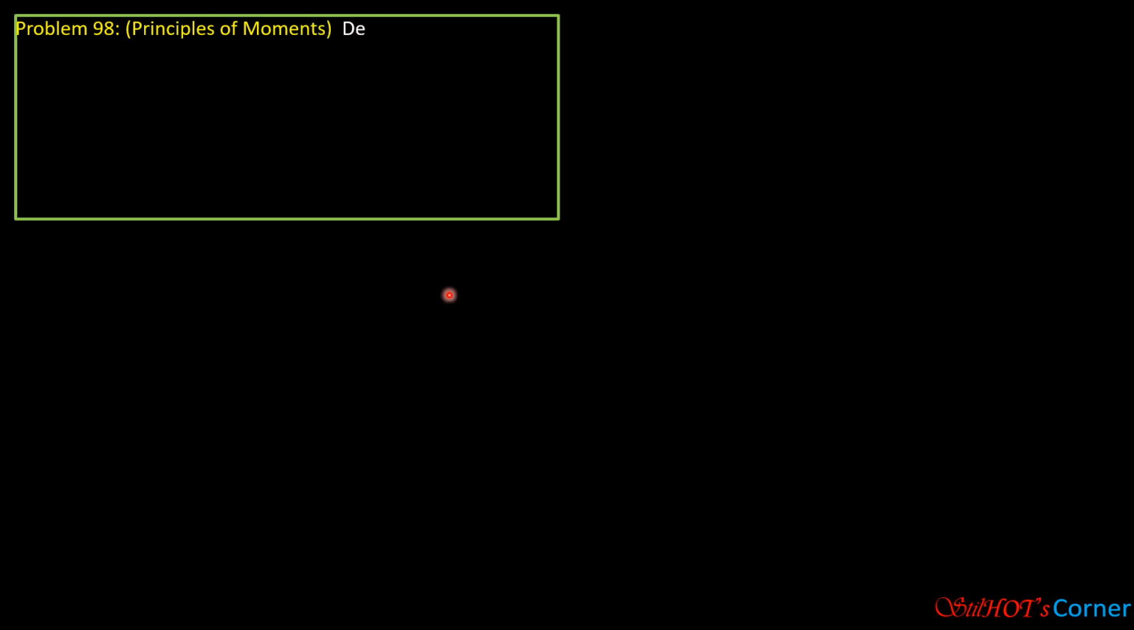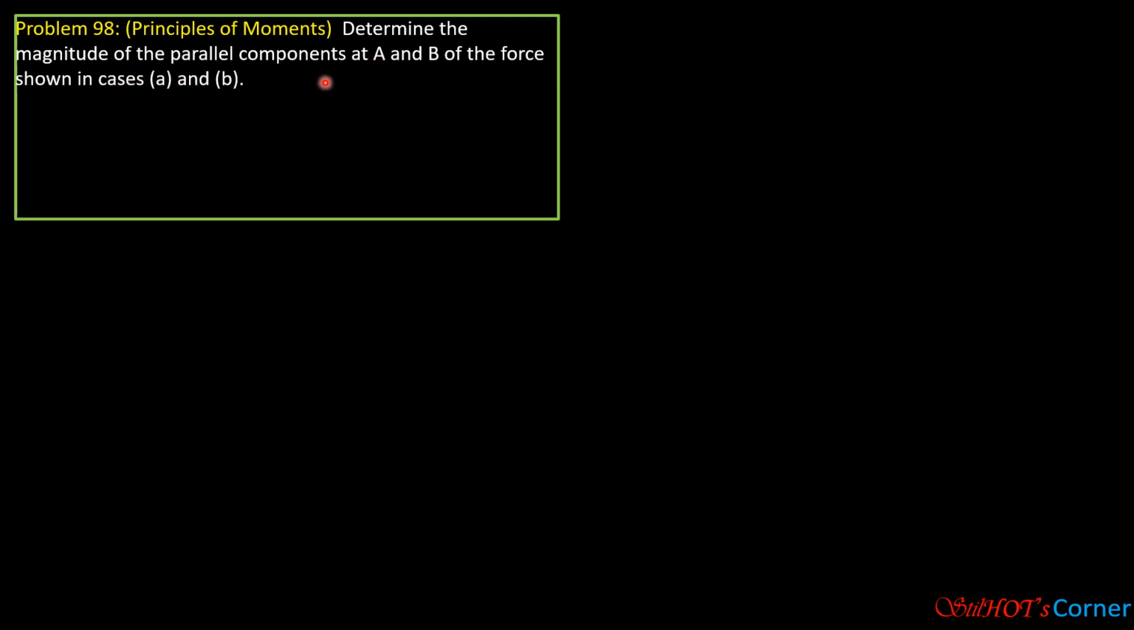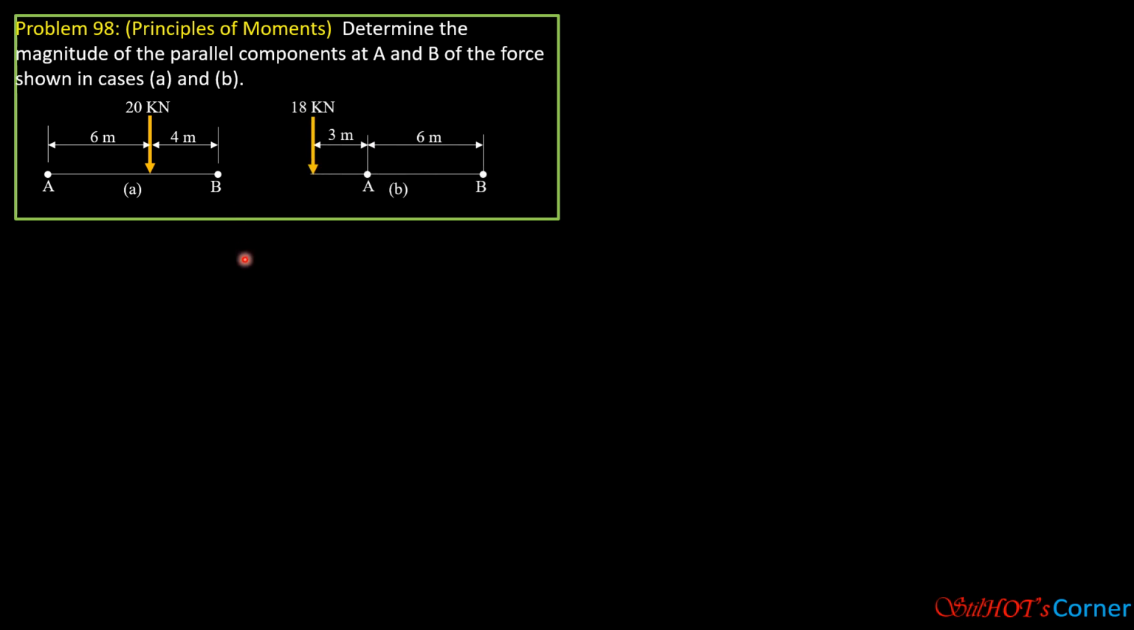For problem 98, still on principles of moments or Varignon's theorem, determine the magnitude of the parallel components at A and B of the force shown in cases A and B. So this is the reverse or opposite problem to the preceding problems. So imagine that this single force of 20 is the resultant, and we want to find the components of this force acting at A and at B.